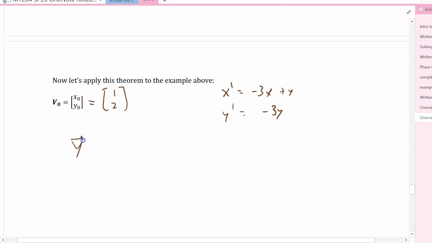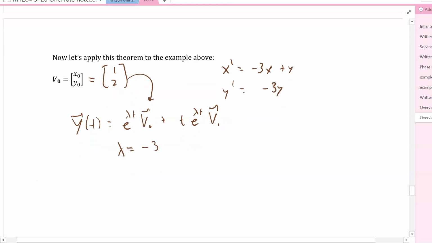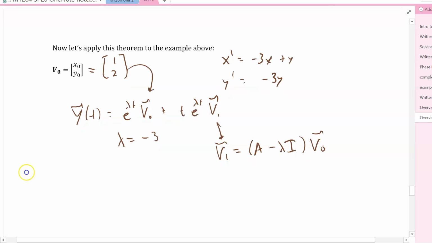Again, remember, the solution in this case was e to the lambda t times v sub 0 plus t times e to the lambda t times v1, where we know what the vector v sub 0 is. It's just 1, 2. For us, in this example, the only eigenvalue lambda is negative 3, so we're going to have e to the negative 3t's coming in both those places. The rest of the thing we need to figure out is this vector v1. All right, so to do that, remember v1 is defined to be equal to A minus lambda times the identity matrix times the vector v sub 0, which is the initial condition vector.